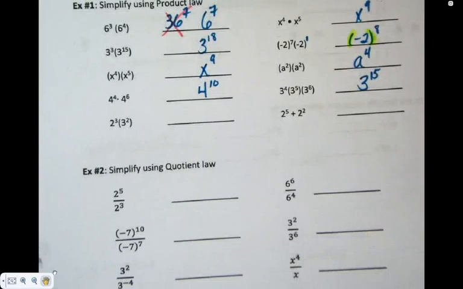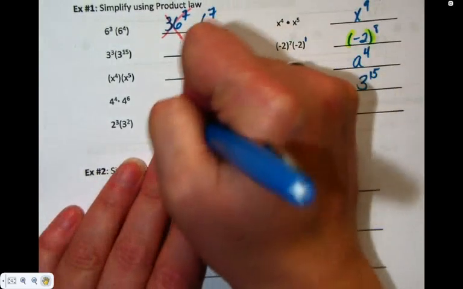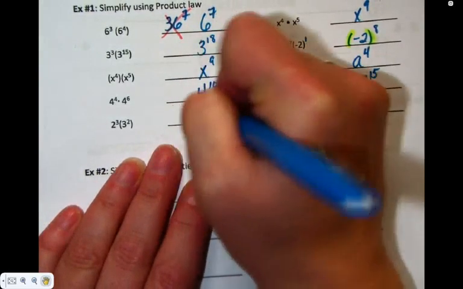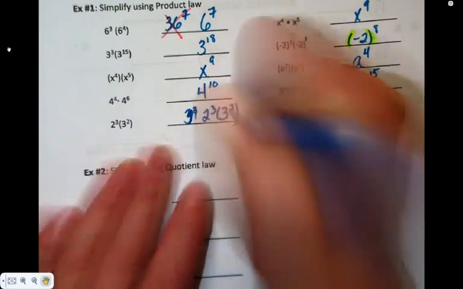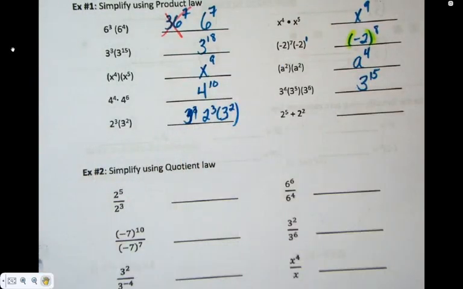2 to the 3 and 3 to the 2. So which base do we keep if they're different? Can we simplify them using product law if they are different? No. So this would be exactly the same thing as I copied it wrong. Cannot simplify with this exponent law. Bases have to be the same.